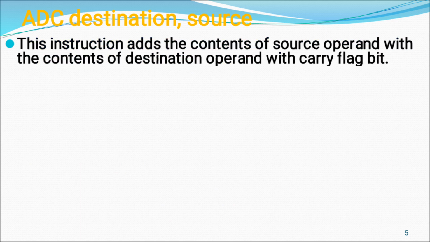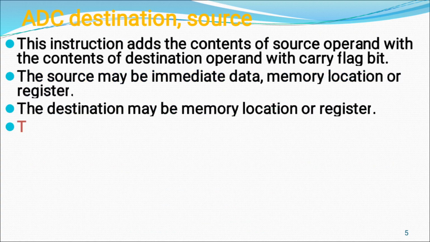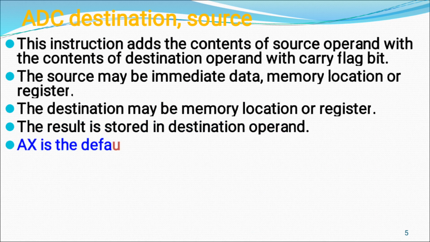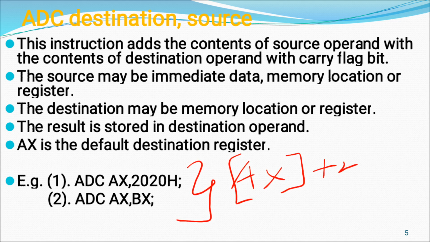Next instruction is ADC, addition with carry. In this instruction, the content of the source is added with the content of the destination, and the content of the carry flag is also added to the result. Let us say this example: ADC AX comma 2020. Here the content of AX plus 2020 is added with the content of the carry flag.